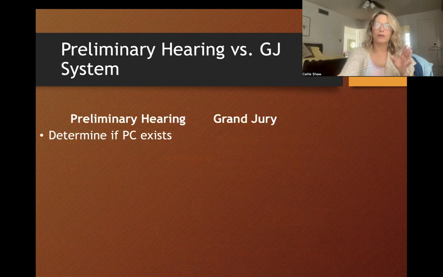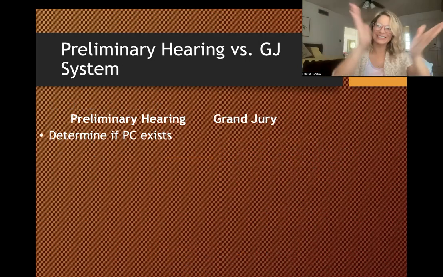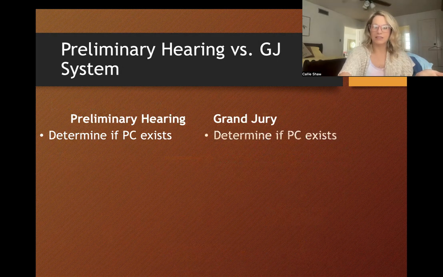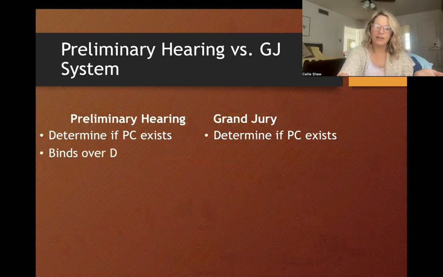So for ease of access purposes, and for you, Merry Christmas, I created a distinction table for you. So preliminary hearing is in existence to determine if probable cause exists. Same thing with a grand jury. They bind over the defendant in a preliminary hearing if they believe that the person did commit the crime, whereas a grand jury will issue a true bill, indict them.